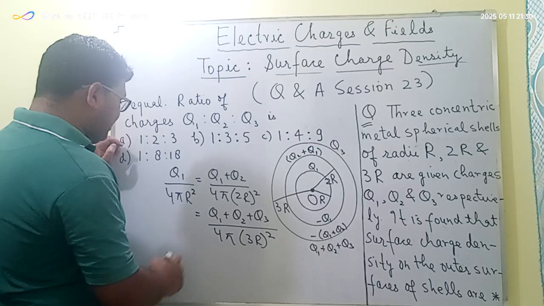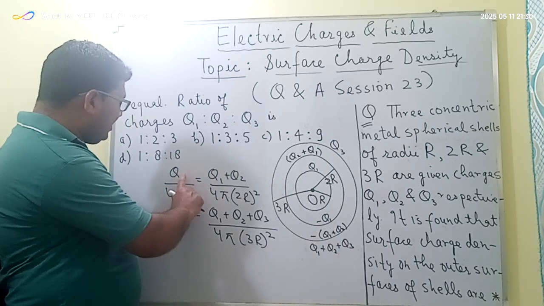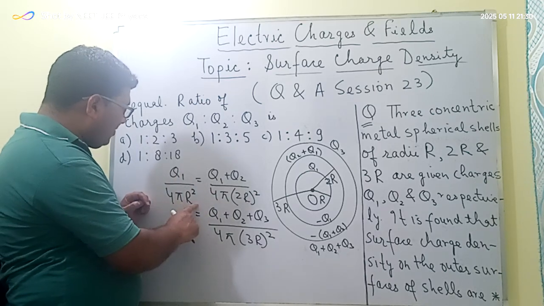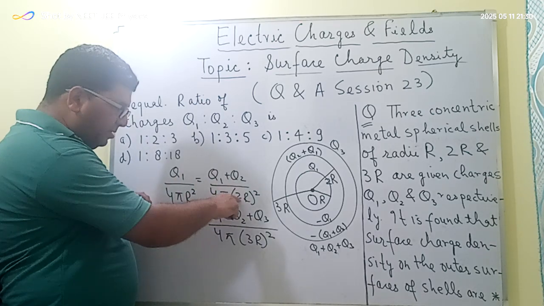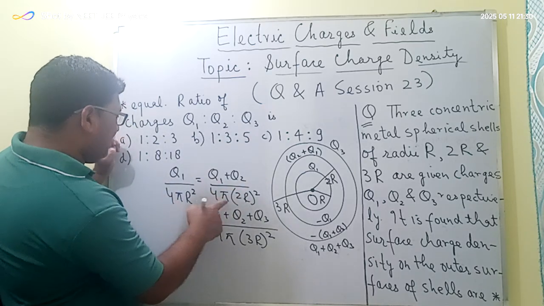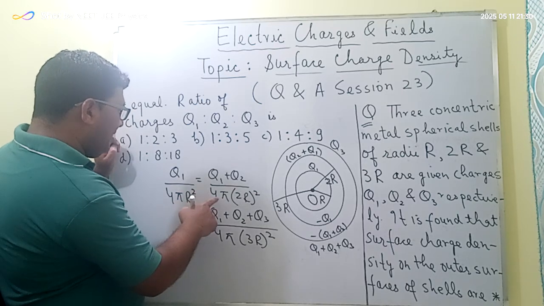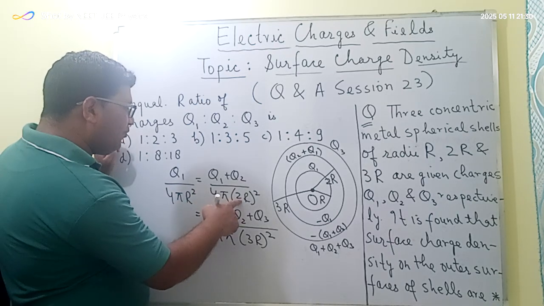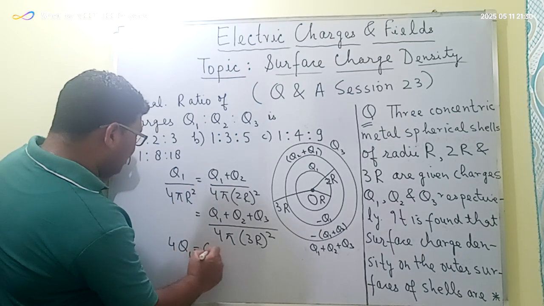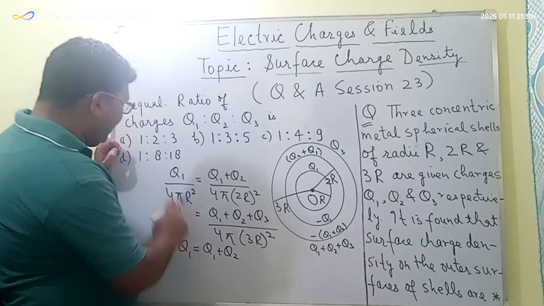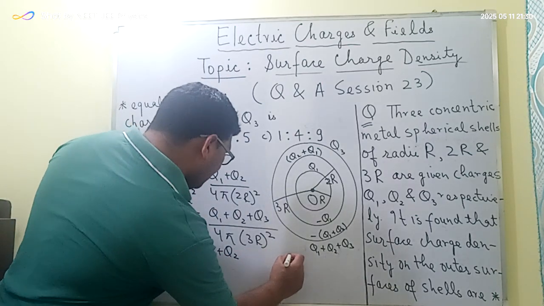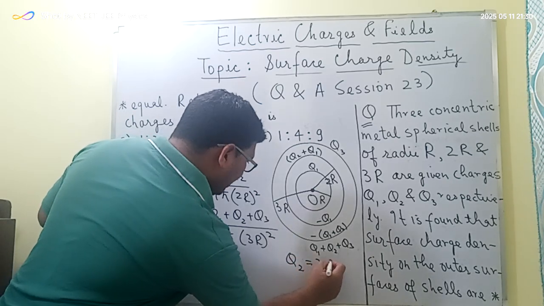From this relation, first I will equate the first two: q1 upon 4 pi r square is equal to q1 plus q2 divided by 4 pi (2r) whole square. Here we have 4 pi into 4 r square, so I will be left with 4 q1 equal to q1 plus q2. From here I get one relation, that is q2 is equal to 3q1.